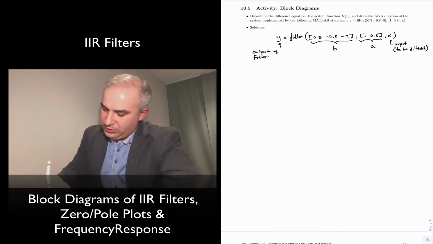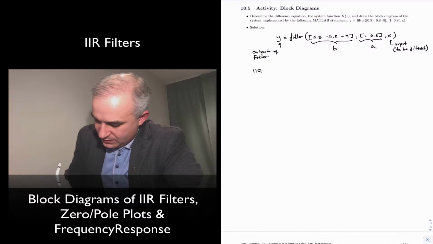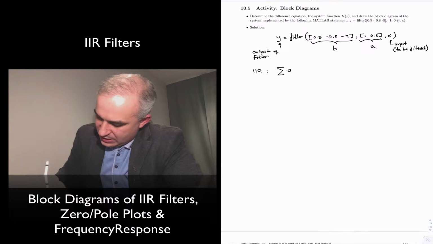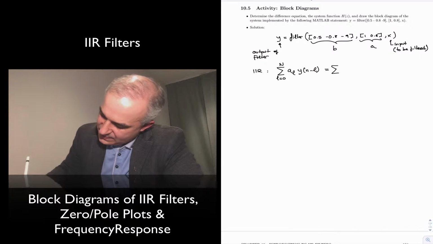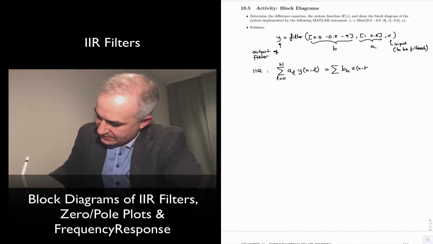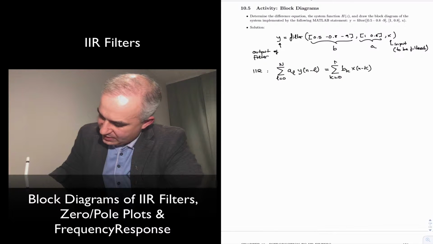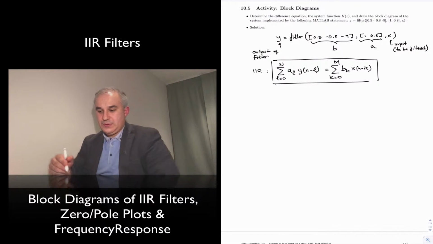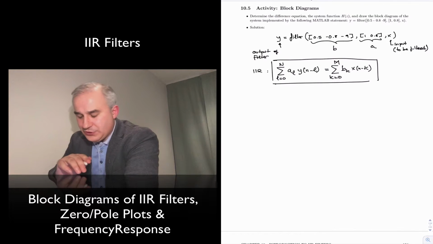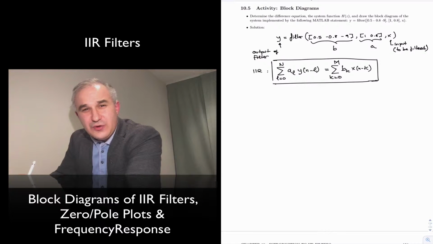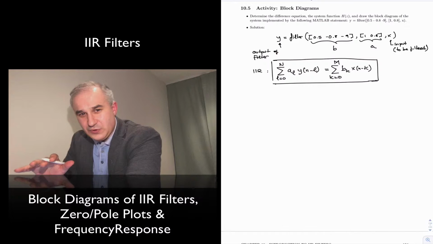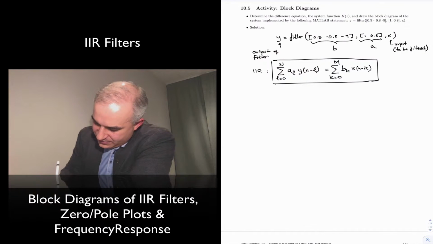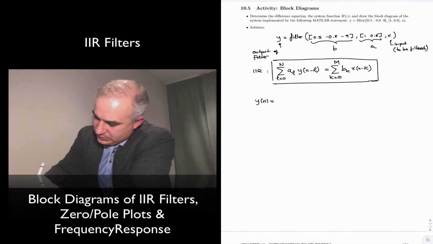And if you recall, this is an IIR filter. MATLAB implements the equation as the sum of a of l, y of n minus l, from l equals 0 to some value N, equals the sum of b of k, x of n minus k, k equals 0 to some value M. This is a difference equation. Effectively, the output depends not only on inputs but on previous outputs that have been computed. This significantly reduces the number of coefficients needed to implement a particular frequency response with a fast roll-off, for instance.